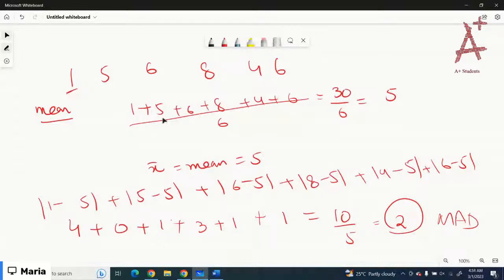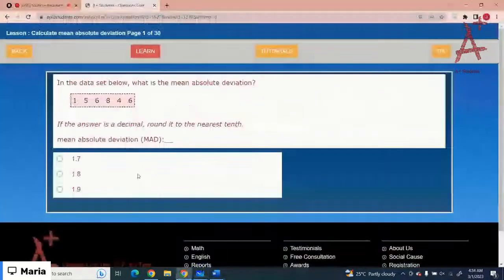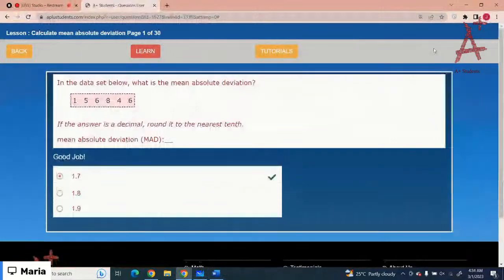Got it? I have done it with 6 here. 10 divided by 6 is 1.666. You can round it off to 1.7. Got it? So the correct option is 1.7. So just select the correct option, then click on the OK button.